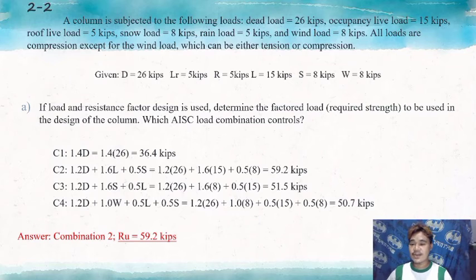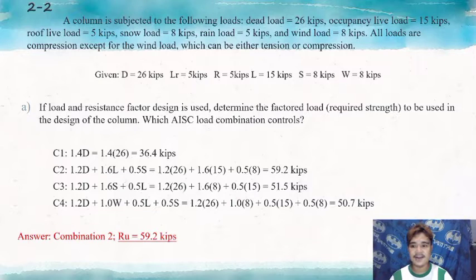So here's our second problem. A column is subjected to the following loads. Dead load is equal to 26 kilopascals. Occupancy live load is equal to 15 kilopascals. Roof live load is equal to 5 kilopascals. Snow load is equal to 8 kilopascals. Rain load is equal to 5 kilopascals. And wind load is equal to 8 kilopascals.